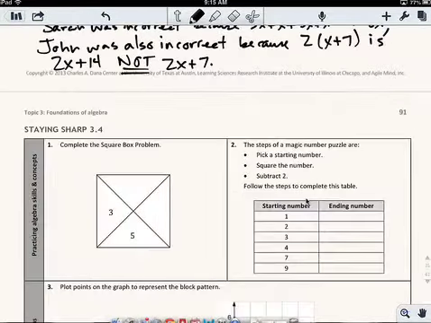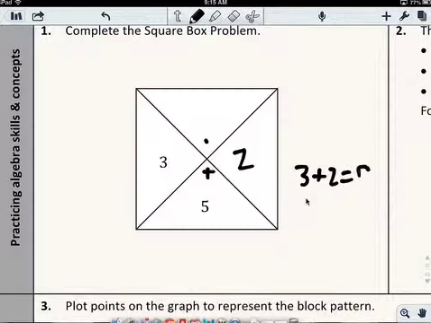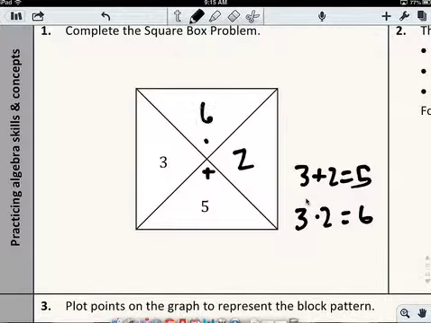All right, let's do this staying sharp. Complete the square box problem. So you multiply to get the top, you add to get the bottom, and so we have two pieces of evidence. We need 3 plus something makes 5. I'm thinking to myself, 3 plus 2 makes 5. And so then I have to do 3 times 2 equals 6. And there it is. Simple enough.